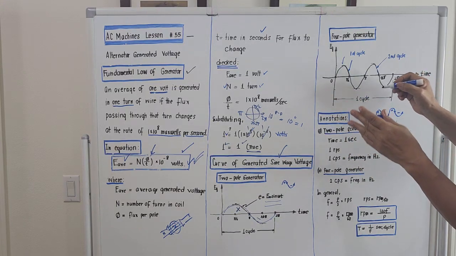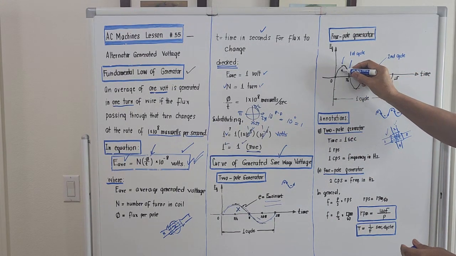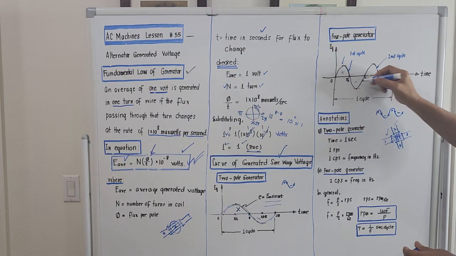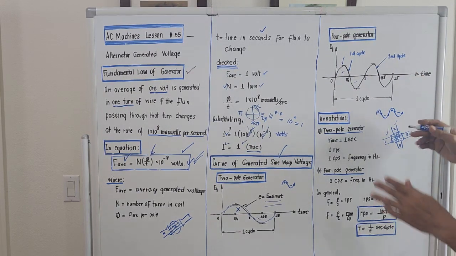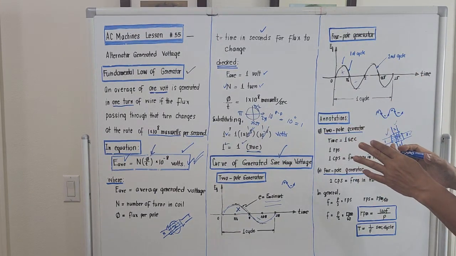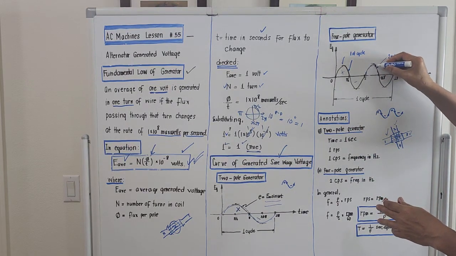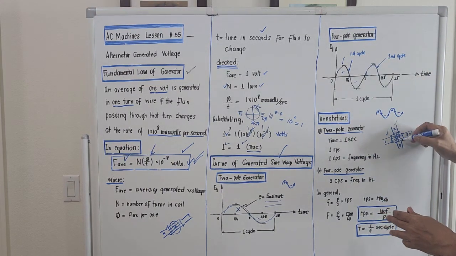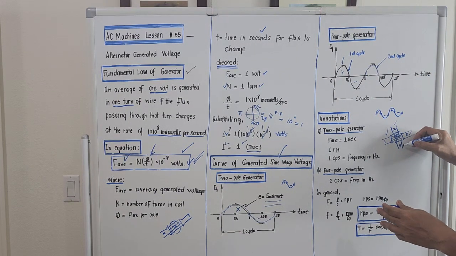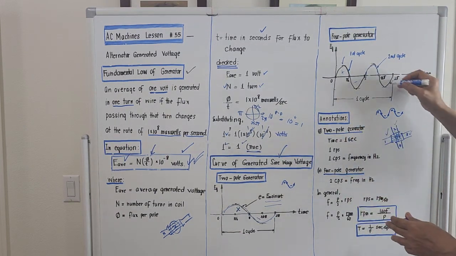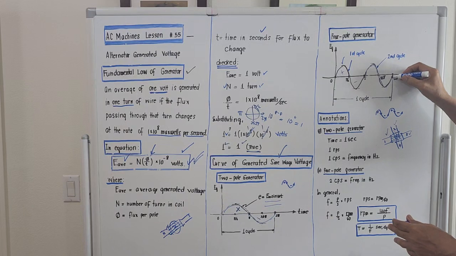So the generated voltage is different. This is plus, this is minus. Again, as it passes through this one, it alternates. The direction of the flux will be different, so it will again generate this voltage. Okay, and as it passes the fourth one, completing the complete revolution, it will generate this voltage.